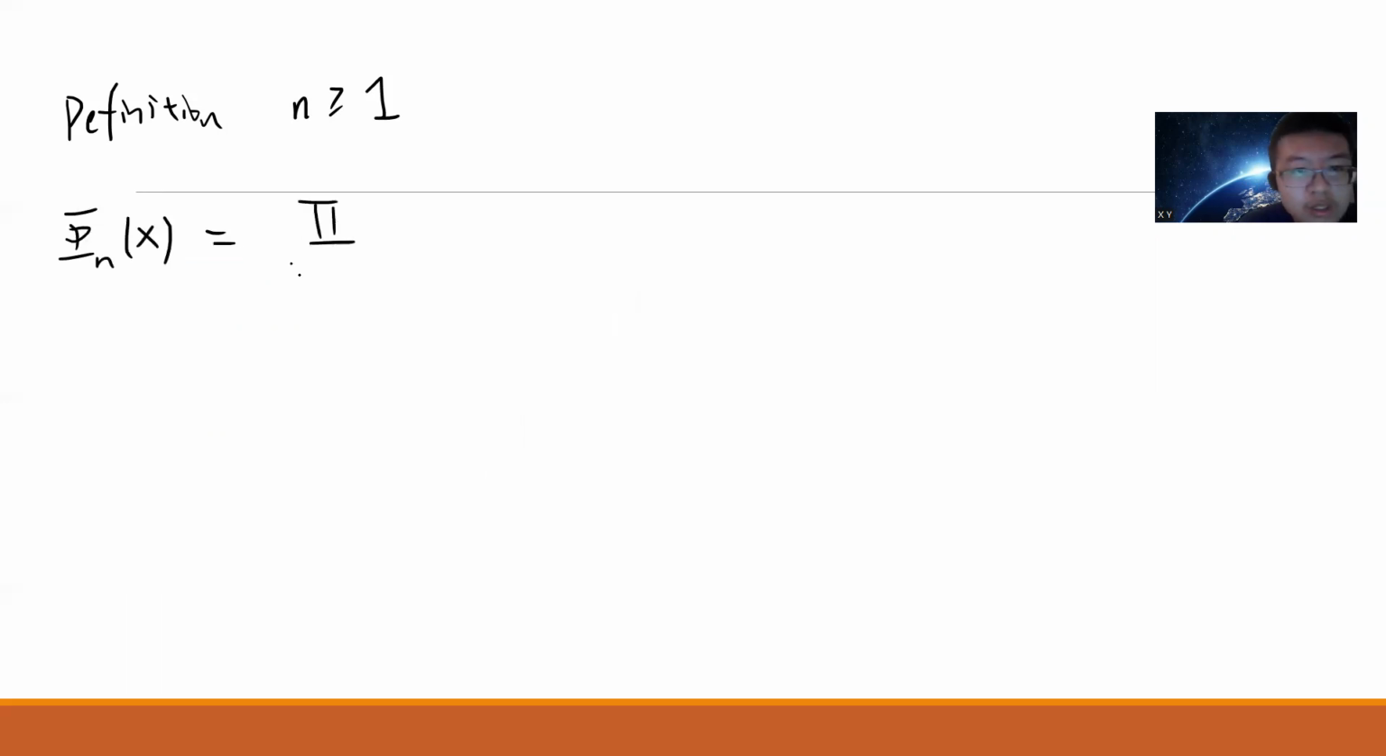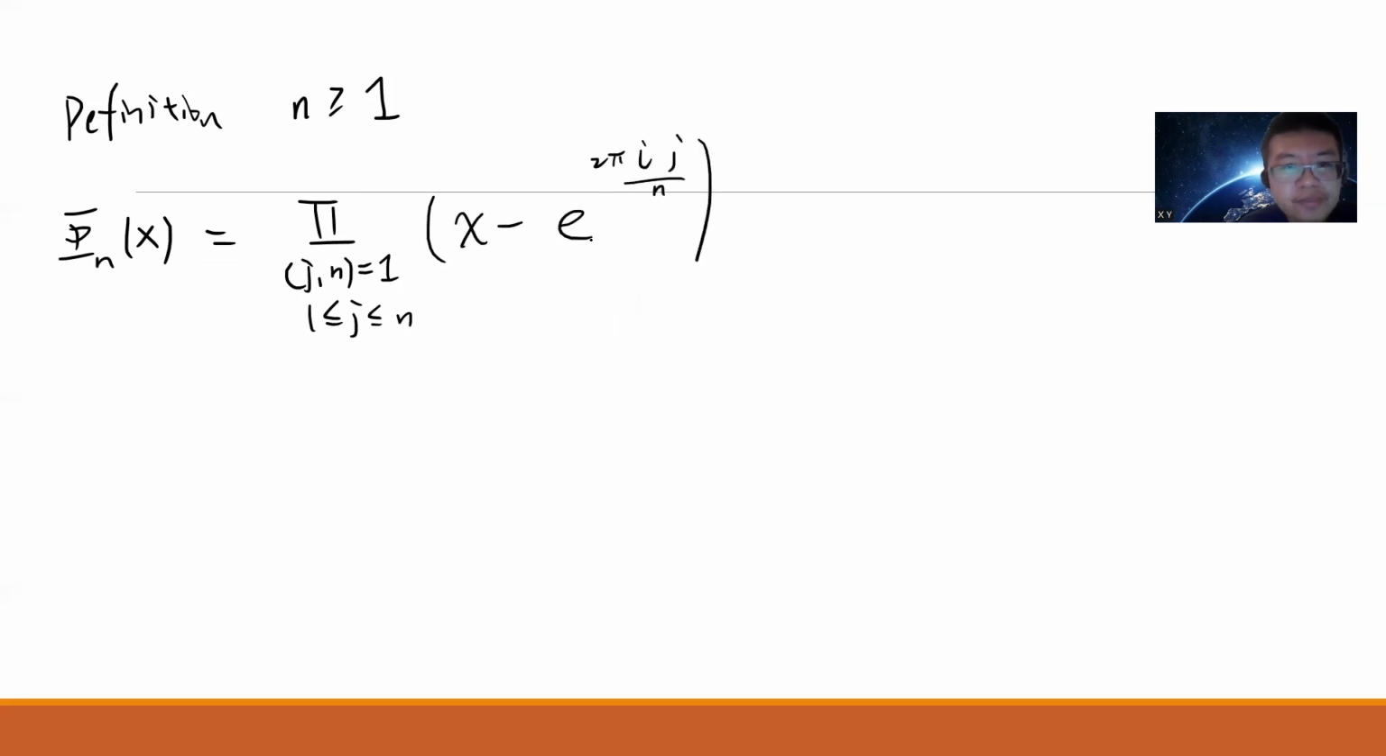Okay, so let's write down the definition. Let n be an integer greater than or equal to 1. Define phi n of x to be the product over all j from 1 to n with gcd(j, n) equal to 1 of x minus e to the 2 pi i j divided by n. So that's one definition, and let's directly do some examples.